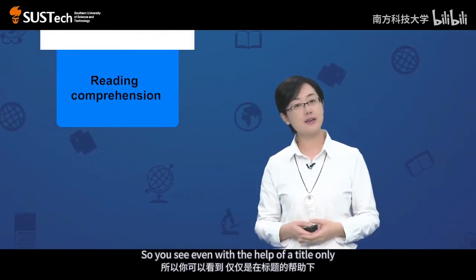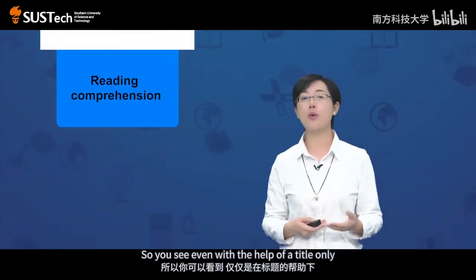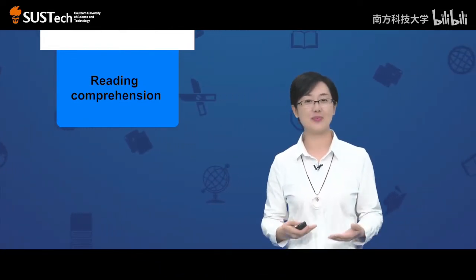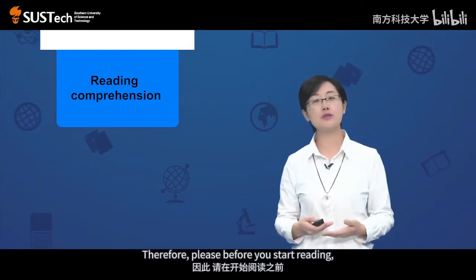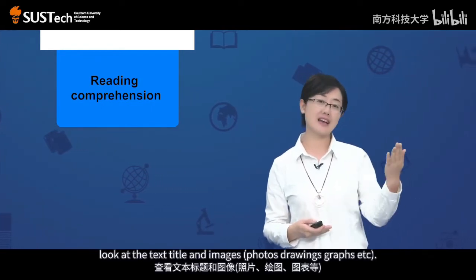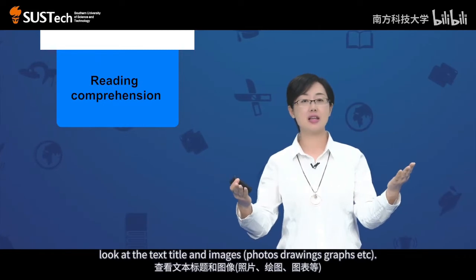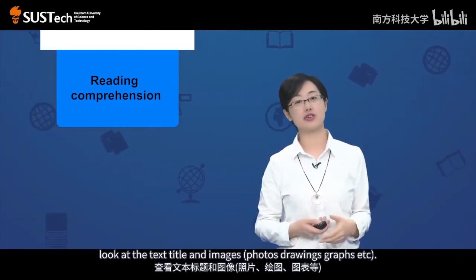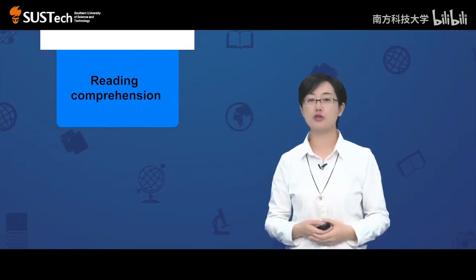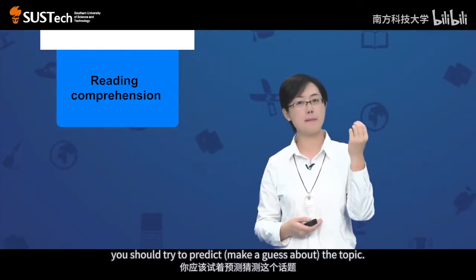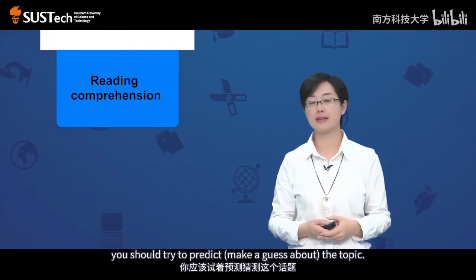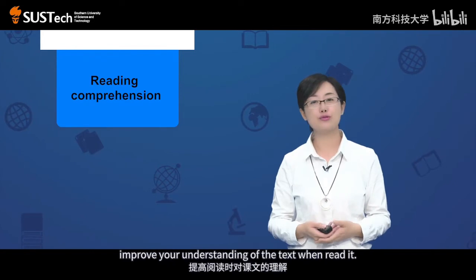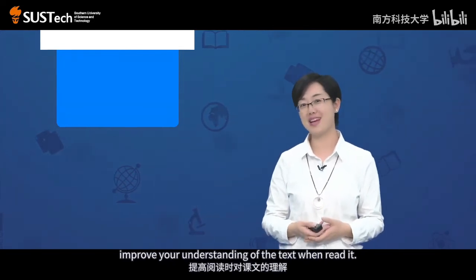So you see, even with the help of a title only, the understanding of a reading becomes easier. Therefore, please, before you start reading, look at the text title, images, for example, photos, drawings, graphs, etc. After previewing, you should try to predict, make a guess about the topic, what the text is about, which will help you improve your understanding of the text when you read it.